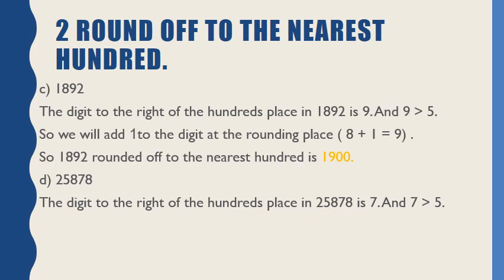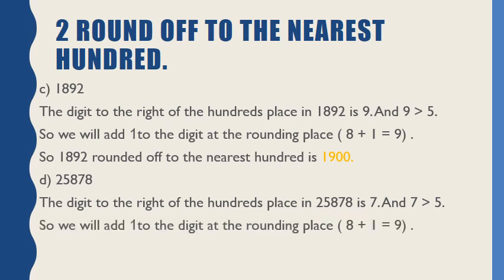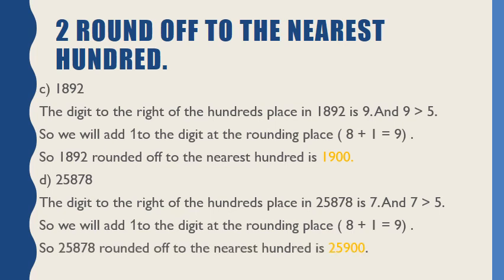And the digit to the right of the hundreds place in 25,878 is 7. And 7 is greater than 5. So we will add 1 to the digit at the rounding place, which is 8. 8 plus 1 is equal to 9, and we will replace the rest of the digits to the right of the rounding place, that is, to the right of the digit 8, by 0. And so 25,878 rounded off to the nearest hundred is 25,900.